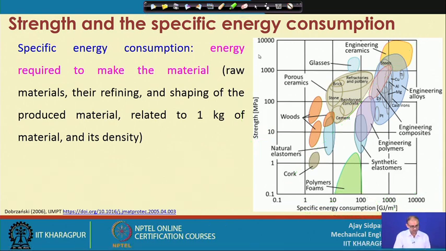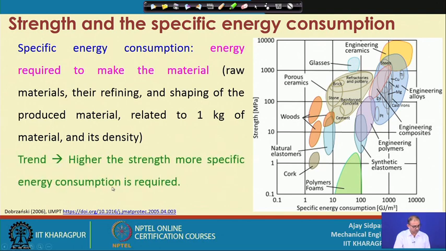So, this is the trend, that the higher the strength, the more energy consumption is required, which is what is shown in this diagram. Just draw this; most of the things are balanced in both directions. So, this is the trend.